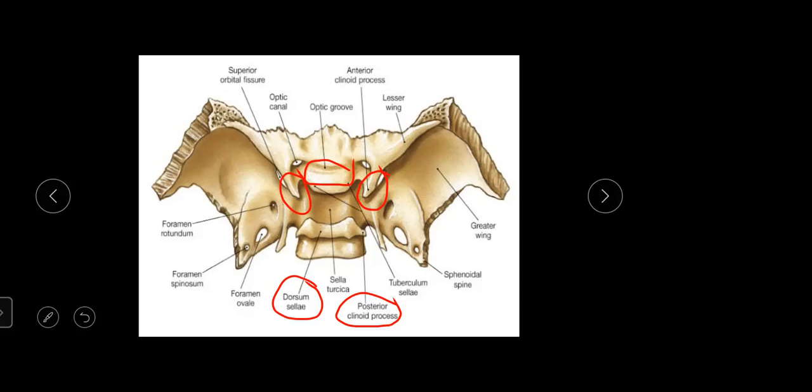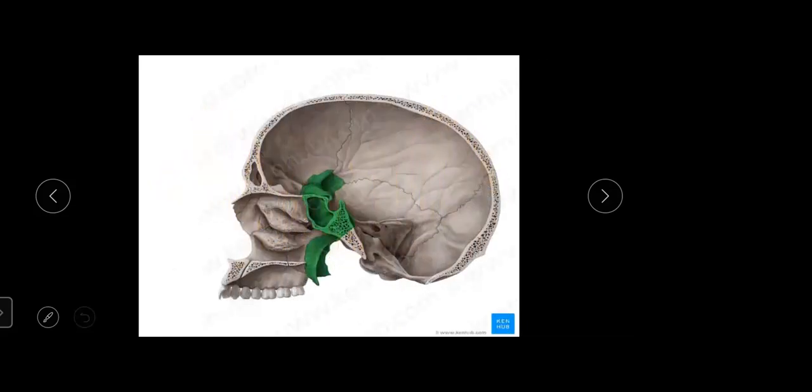The lower part of the sella turcica, known as the lamina dura, is a thin bone that may be eroded by a pituitary tumor. And here is a lateral view of the sphenoid bone, in which we see the sphenoid air cells.